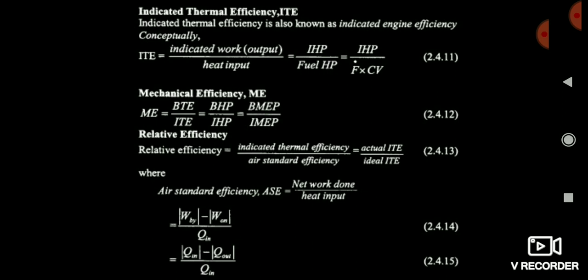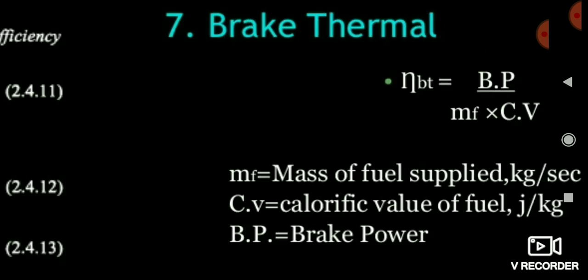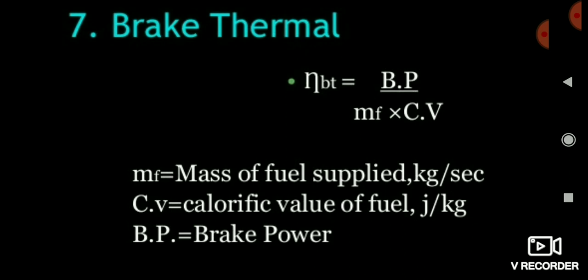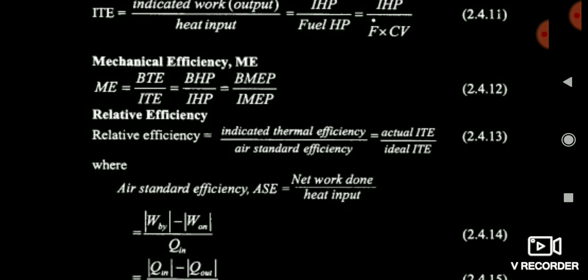Here you see that the F value is written first, you see it clearly. Here you can see IHP divided by F into CV. Friends, CV is the calorific value of fuel. It is always given in the question, and mass of fuel supplied is also given in the question. So you should easily calculate the indicated thermal efficiency.